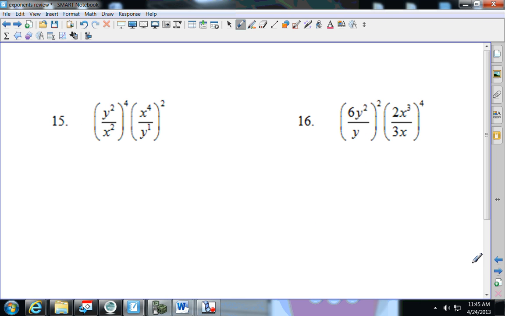Okay, 15 and 16. Try these. Now again, remember my hint. Do what's inside the parentheses first, inside here. Then do those exponents out there. Okay, so do what's inside here first. See what you can do.